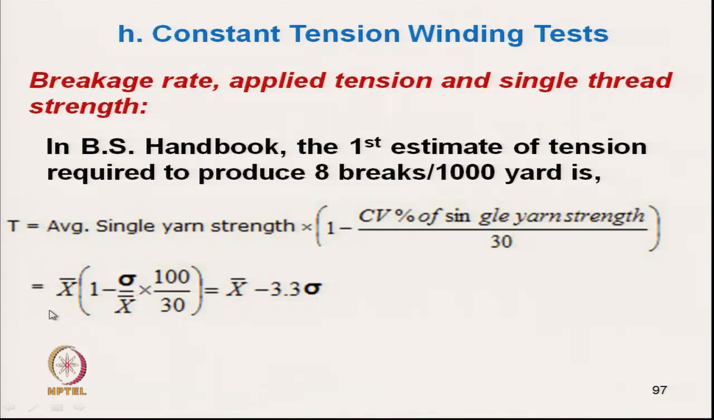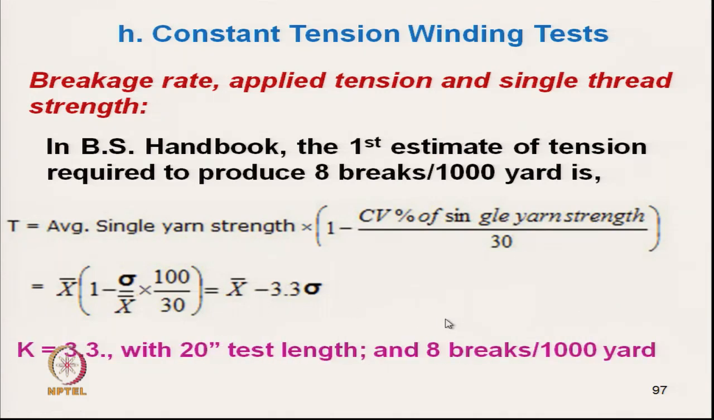And what is Cb? Cb is nothing but standard deviation by x bar multiplied by 100, divided by 30, and if we see this, it becomes x bar minus 3.3 standard deviation. What does it show? That the k value becomes 3.3 here, for a particular situation, as we have mentioned, the gauge length.